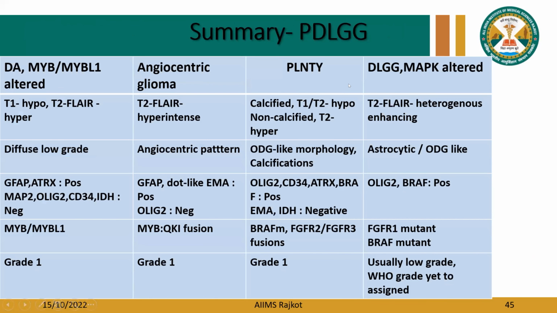So this is the summary of this lecture, PDLGG. There are 4 types. All types are radiologically mostly T1 hypo and hyperintense on T2 FLAIR, except one, which is showing calcification.